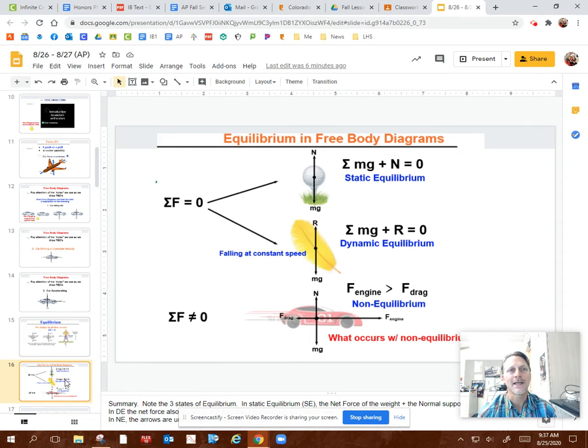Now, this shows you a summary of what we just saw, but with some different circumstances for static equilibrium, like a ball sitting on a tee.